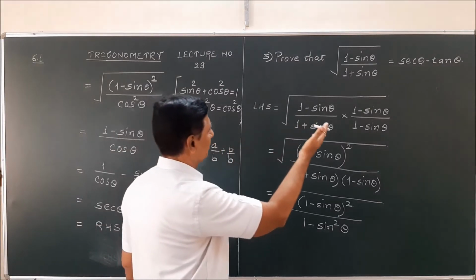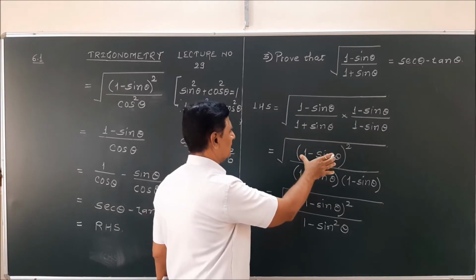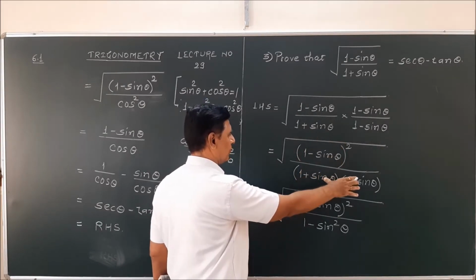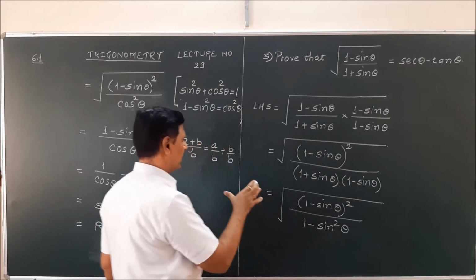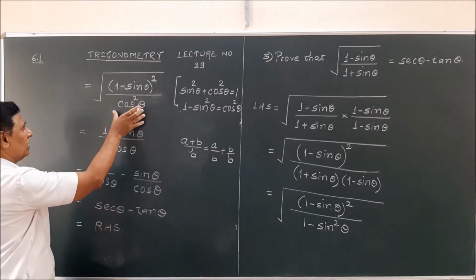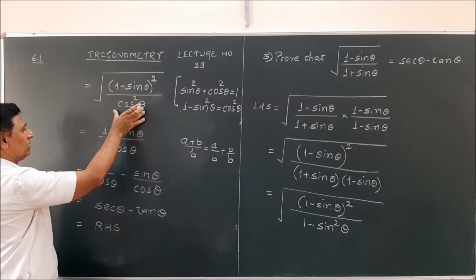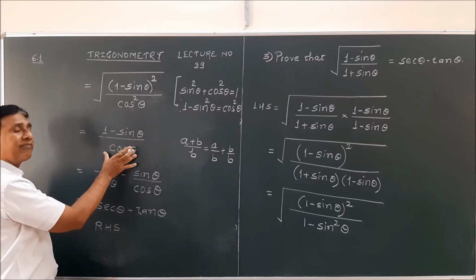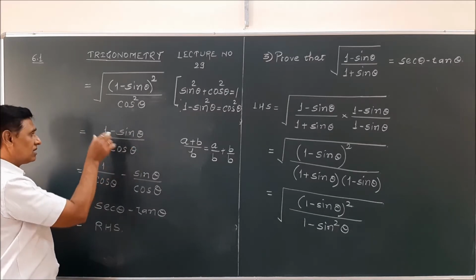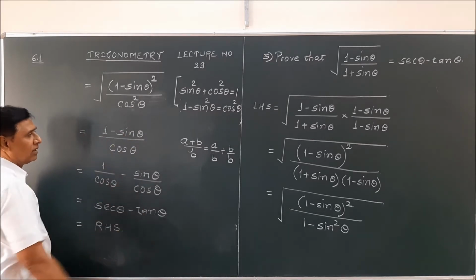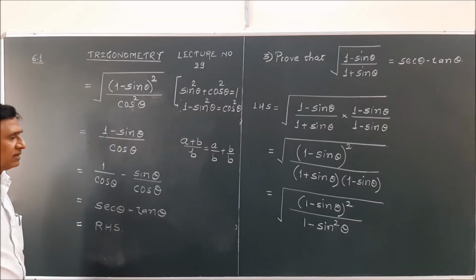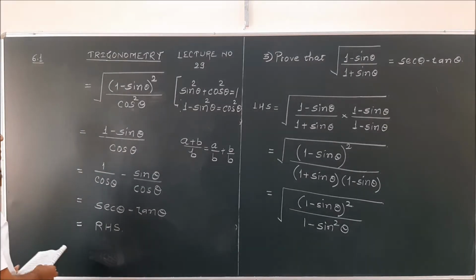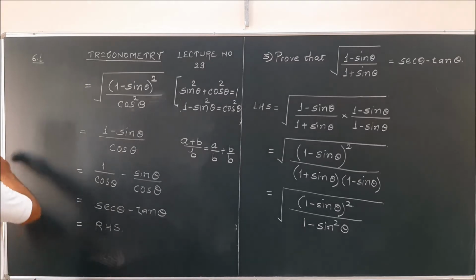If I multiply and divide by 1 minus sin theta, we get 1 minus sin theta bracket square, and 1 plus sin theta times 1 minus sin theta is a square minus b square. So here you will find 1 minus sin square theta is cos square theta. The square root of it is cos theta. Split them. Then you will get the right hand side. So this is how I finished the third question of this one.